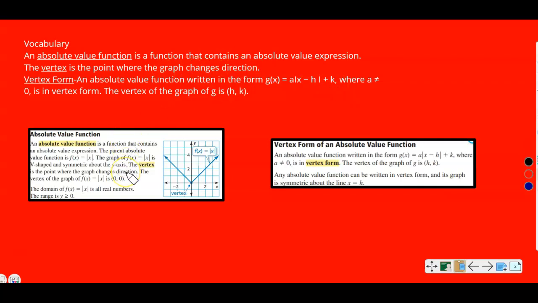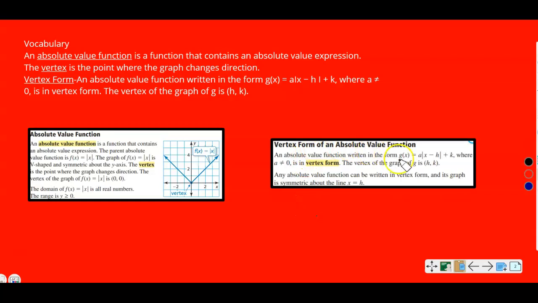All right, so these are the definitions, a little bit more detailed, with a little bit more information here. It also talks about the domain and range, which we will be looking for. All right, so f of x equals absolute value of x. This is your parent function. And you can see the turning point here where it changes directions. That is your vertex.